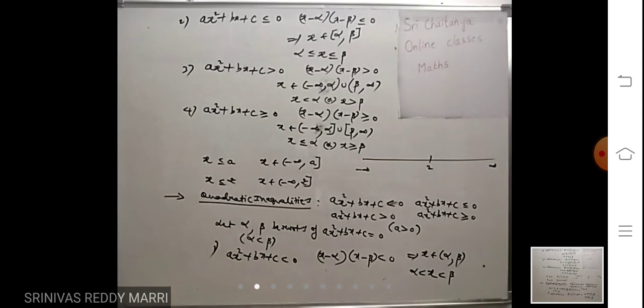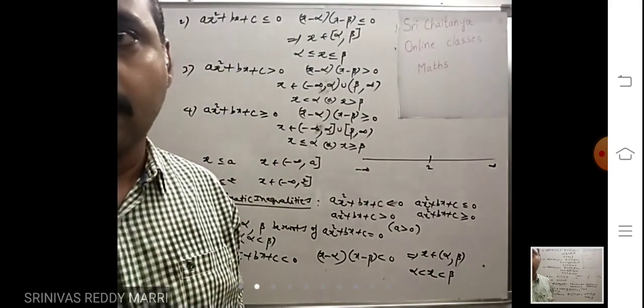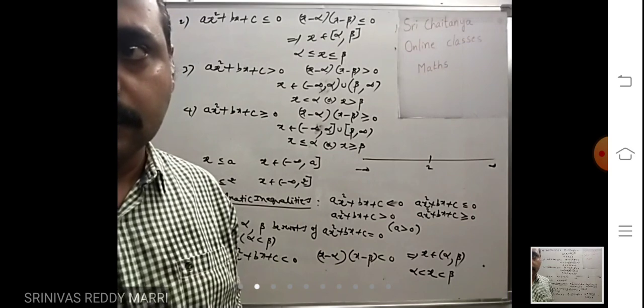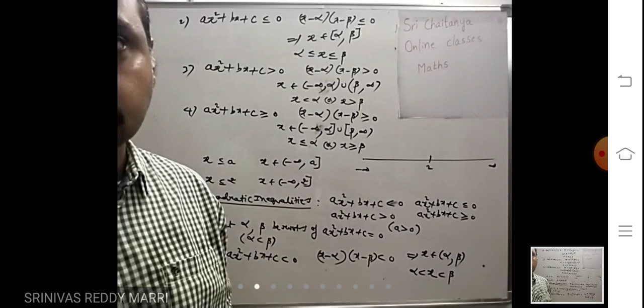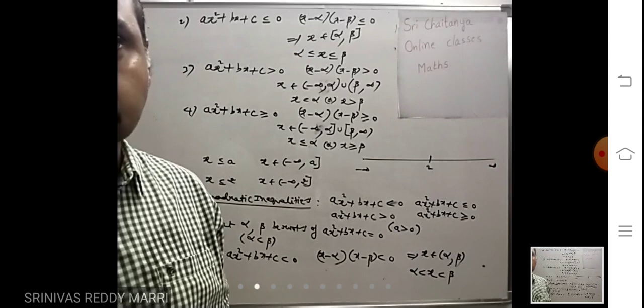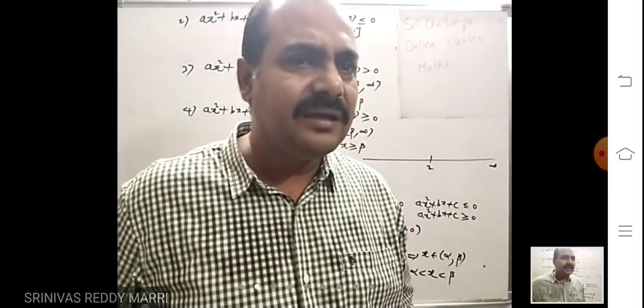Dashwant, what is your doubt? Tell me. Dashwant, you have raised your hand. What is your doubt? Huh? What is your doubt?